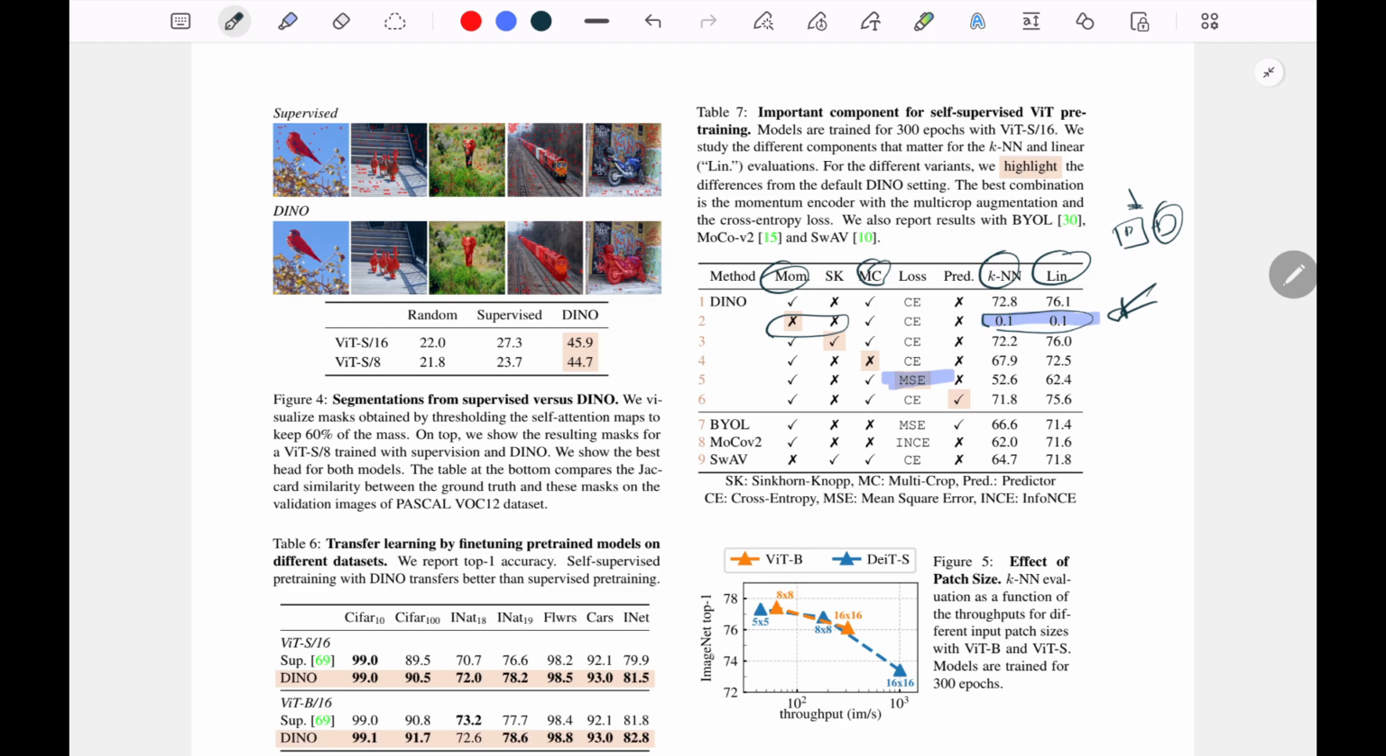Another thing they found is that if you use mean square error instead of cross entropy as the loss, the performance is not that good. They also tried Sinkhorn-Knopp, SK, which is used in SwAV. Even if you use it here, there is not much gain. Actually there is no gain compared to this. In fact, there is a small reduction. So that is also the ablation they found here.